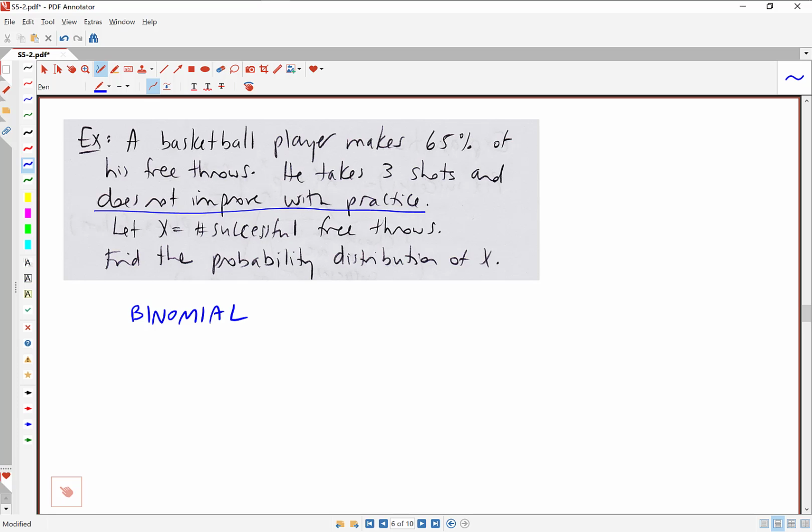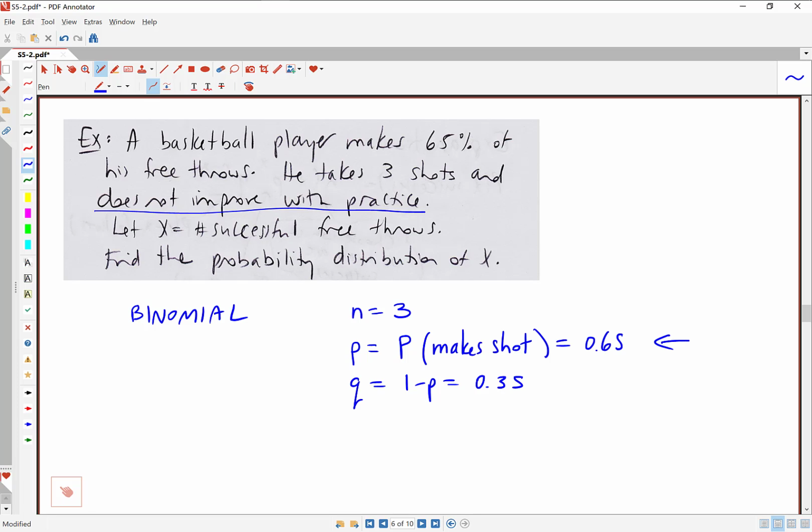So now that we've decided that it's binomial, let's try to write down N, P, and Q. So N is the number of trials. In this case, it would be 3. So that's how many times he's taking his shots. P is the probability of success on a single trial. So probability that he makes his shot, 0.65. And then Q is 1 minus P. So that's going to be 0.35. So this is the probability that he makes his shot, and then the probability that he misses his shot.